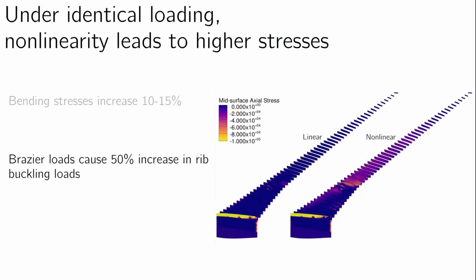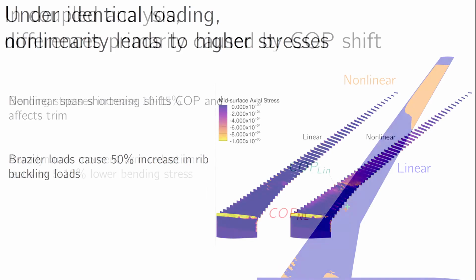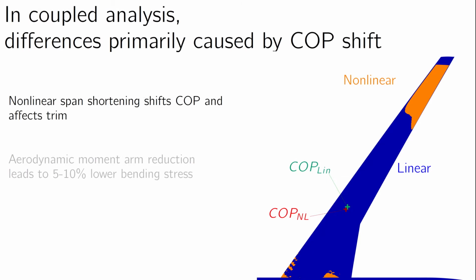We also demonstrate the presence of significant rib crushing loads in the nonlinear case, which increase the buckling failure criteria in the ribs by as much as 50%. We then compare the results of linear and nonlinear aerostructural analyses.